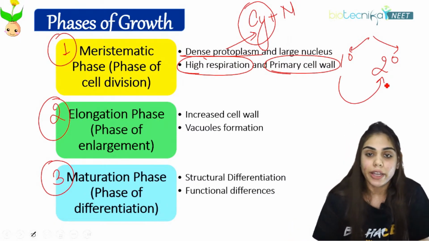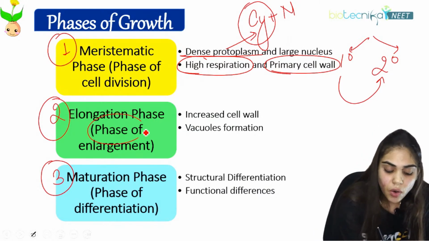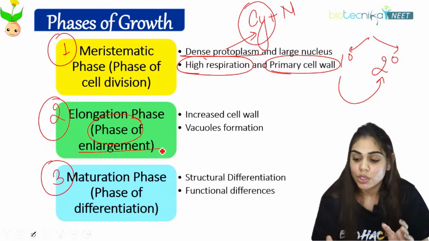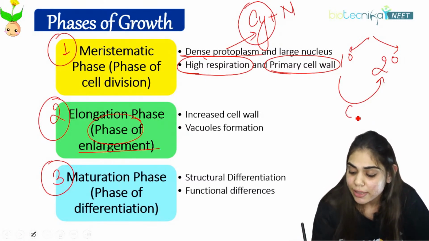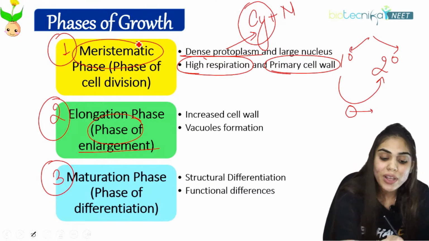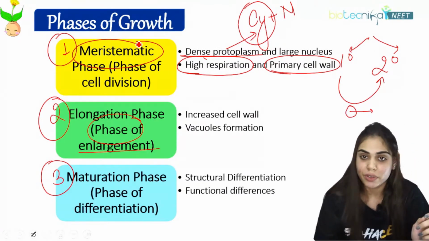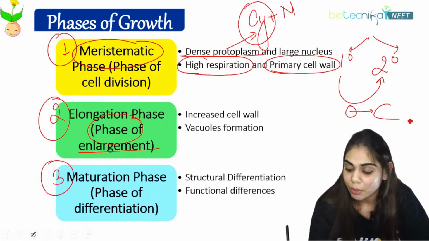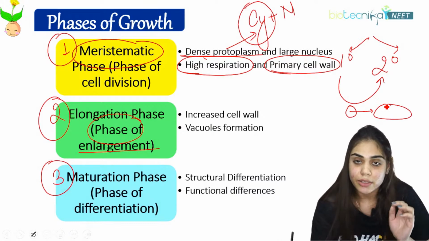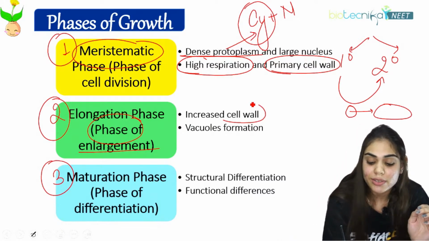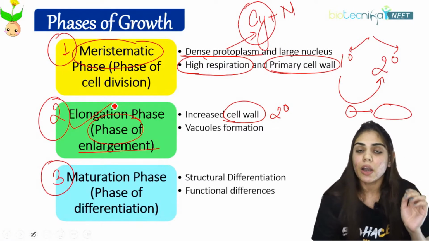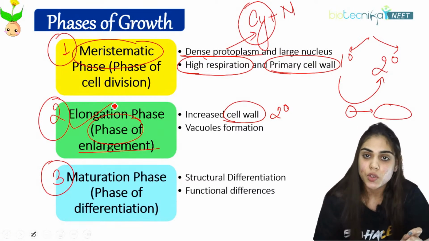Now coming to the elongation phase, this phase is also called the phase of enlargement, because here the cell will enlarge. How will it enlarge? The cell divides and forms at the time of the meristematic phase. Now once it is formed, it enlarges and begins to increase in size. This is due to the formation of the secondary cell wall that is formed at the time of the elongation phase, and along with it vacuole formation also occurs here.